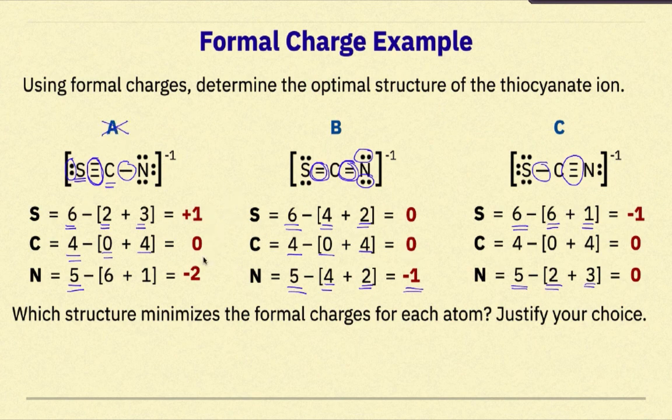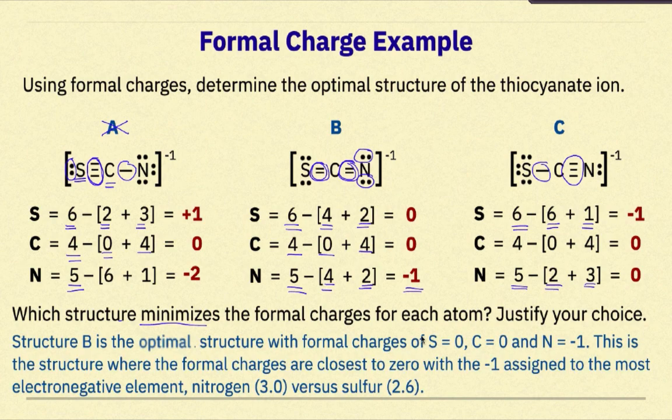So you might be saying to yourself, well, we know A is out. A is definitely out because B and C are much closer to 0 than structure A is. So now the difference is in B, nitrogen has the -1 charge, while in C, sulfur has the -1 charge. So which structure minimizes the formal charges for each atom? Justify your choice. If you picked B, you were correct.